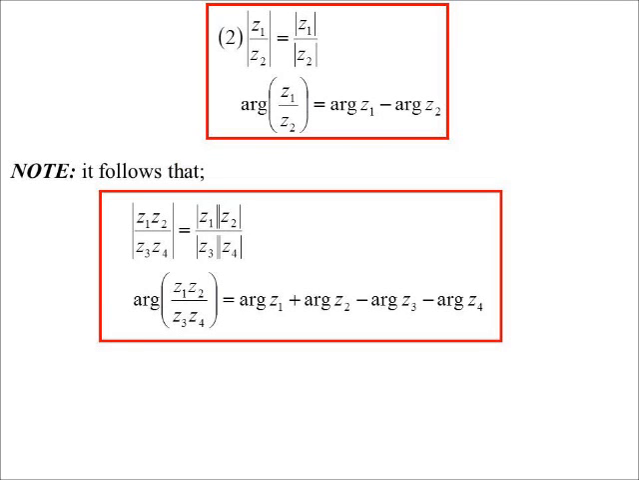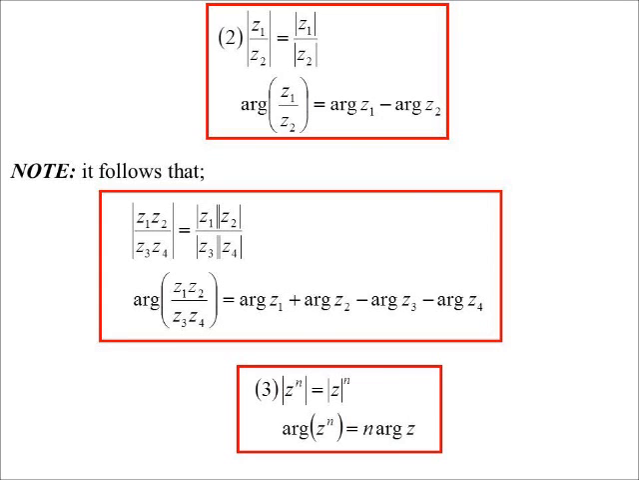So if I have a mixture, if I wanted to find the modulus of Z1 Z2 divided by Z3 Z4, and I already knew the modulus of each of the individual bits, I don't need to work out the new number to find the modulus. I could just multiply the ones on top, multiply the ones on the bottom, and then divide them all. With the arguments, whichever ones are on the top of the fraction, I'm saying plus. Whichever ones are on the bottom, I'm saying minus to work out the new argument.